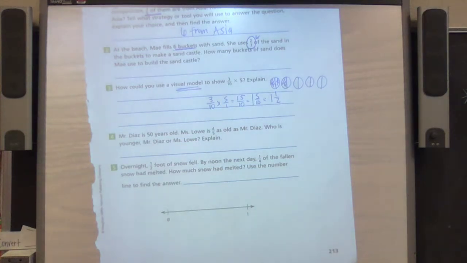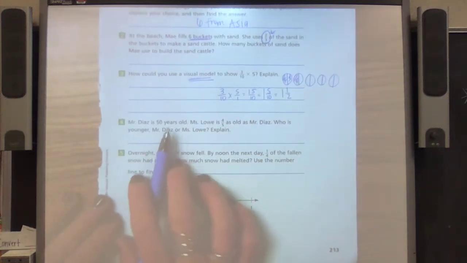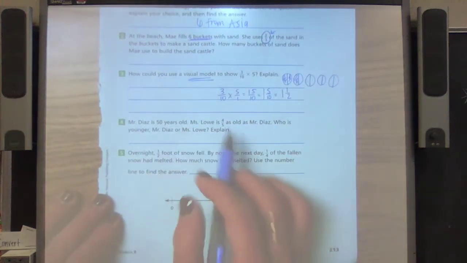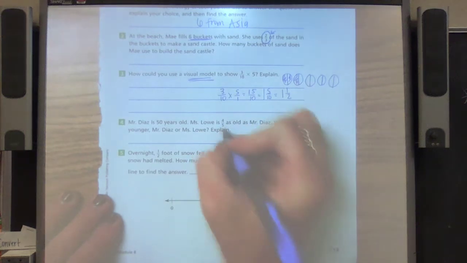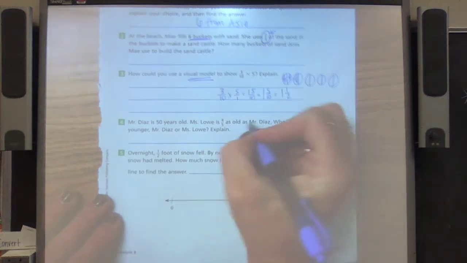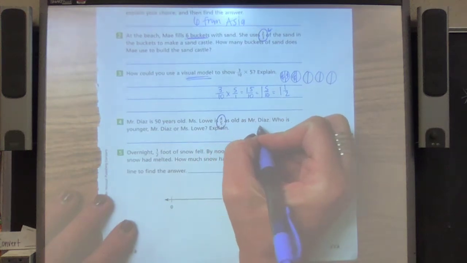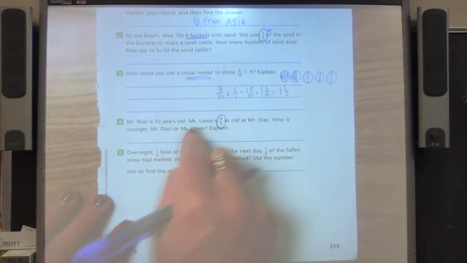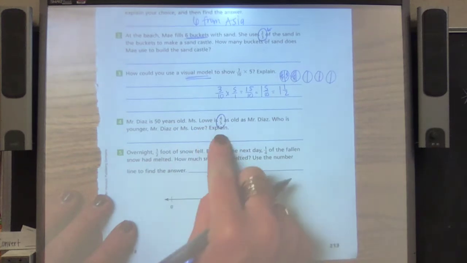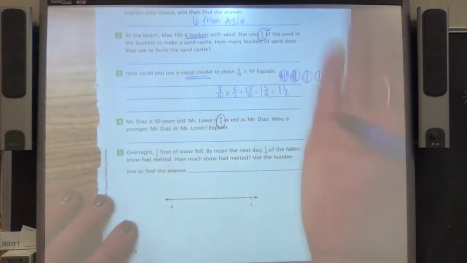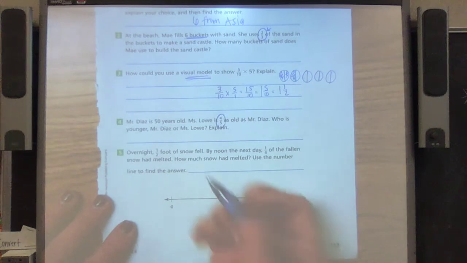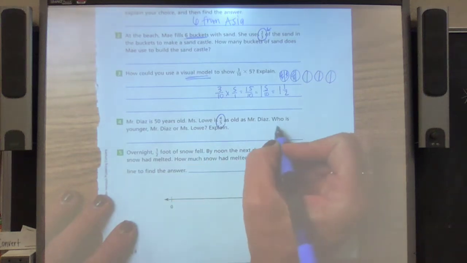Okay? So I want you to do number 4. Mr. Diaz is 50 years old. Miss Lowe is 4/5 as old as Mr. Diaz. So she's a fraction of the amount of him. So we know that she's going to be less than 50, because we have a fraction, a part of that age of 50. Oh, and I just answered the question.